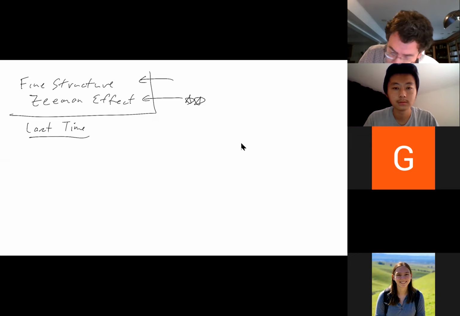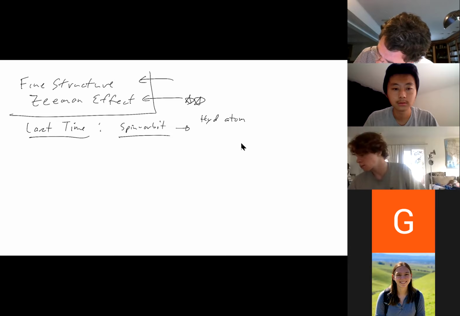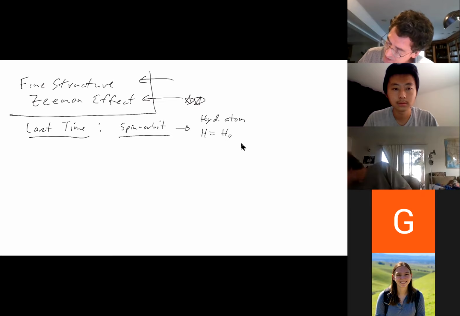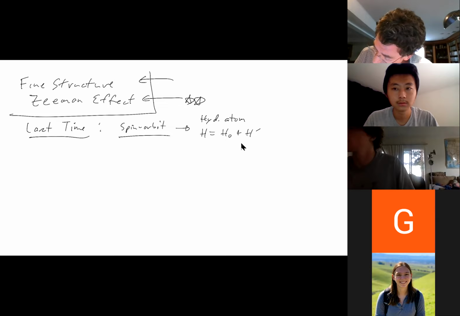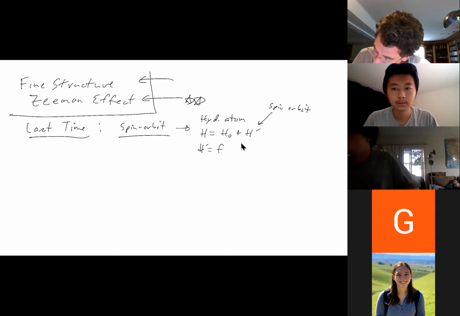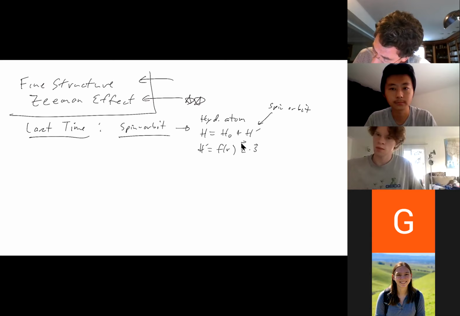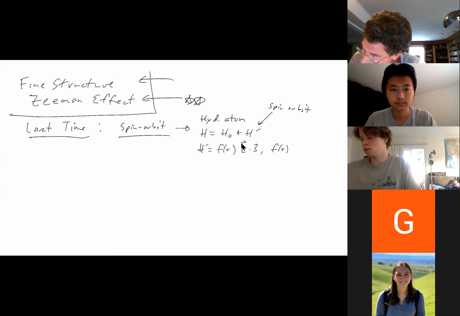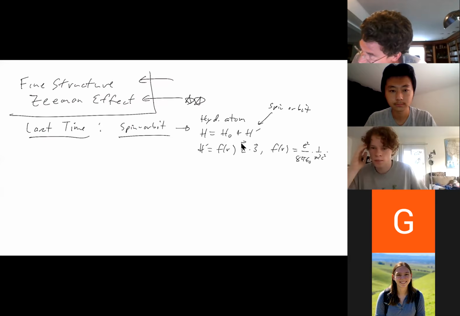Last time we were talking about when we have spin orbit correction. For a hydrogen atom, the new Hamiltonian is equal to the old unperturbed Hamiltonian plus H prime, which is the spin orbit term. We figured out that H prime is equal to F of R, some function of R, times L dot S, where F of R we calculated: E squared over 8 pi epsilon naught times 1 over m squared c squared times 1 over r cubed. So we did all that.